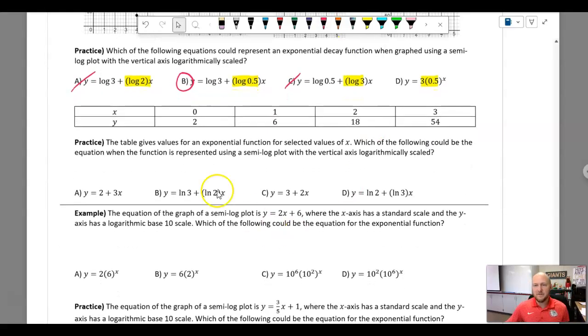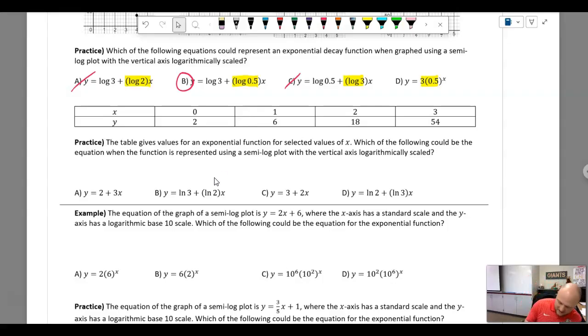All right, table of values for an exponential function for selected values of x. Which of the following could be the equation when the function is represented using a semi-log plot with the vertical axis logarithmically scaled? So go ahead, pause me, try this one. And what I recommend doing is writing this as an exponential function first. That might help you.